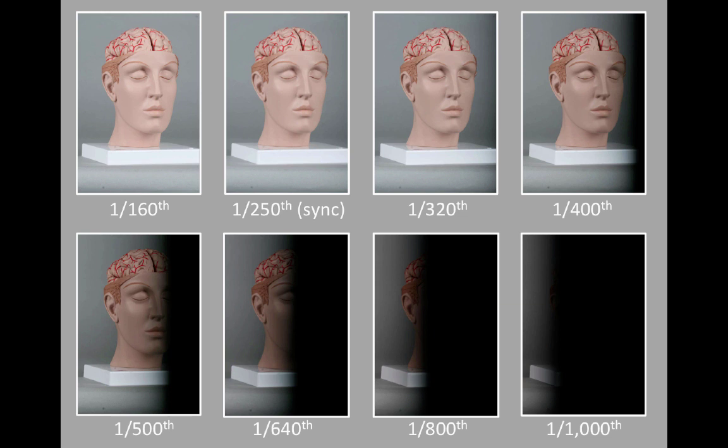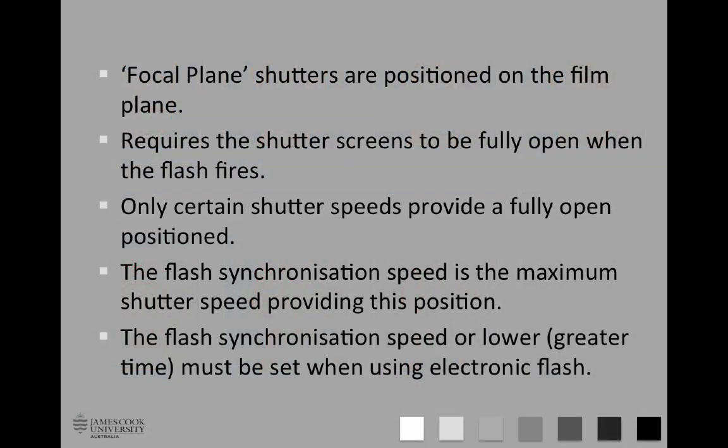This speed is called the flash synchronization speed. When using electronic flash, portable or studio, the flash synchronization speed, or slower, but definitely not higher, must be selected to avoid the cutoff seen in these images. It is not a difficult technical consideration. However, if you are getting this type of cutoff when using flash, you now know what the solution is. These are some bullet points covering what I've just suggested and included in your notes.